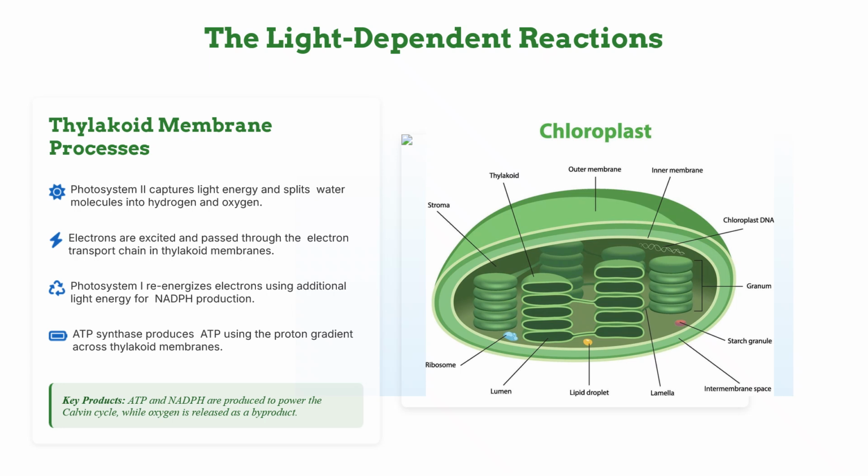Photosystem 1 re-energizes the electrons using additional light energy, ultimately producing NADPH as an electron carrier. The key products of these reactions, ATP and NADPH, provide the energy needed to power the Calvin cycle.